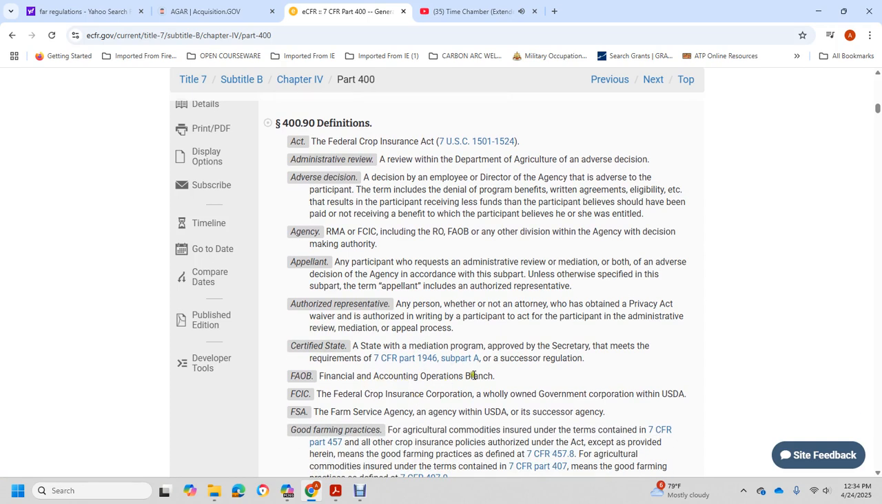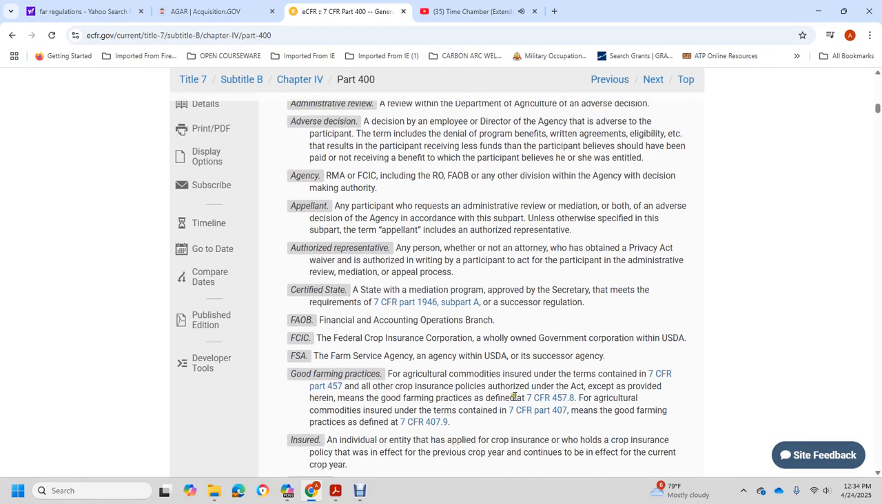FAOB: Financial Accounting Operations Branch. FCIC: Federal Crop Insurance Corporation, a wholly owned Government Corporation, USDA. FSA: Farm Service Agency, as agency for the USDA or the successor agencies.